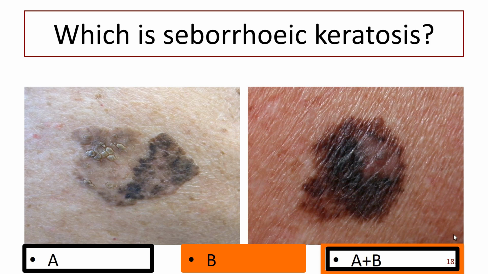Now, you can have a collision with a melanoma, so you could have a SEB-K that had a melanoma on top of it, and some melanomas have a SEB-K-like appearance, just to confuse you. So if in doubt, refer or cut out. But mostly it's easy. Melanomas are generally smooth. Not always, but generally.